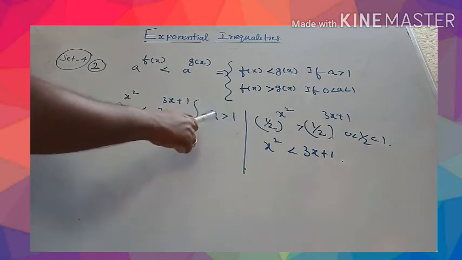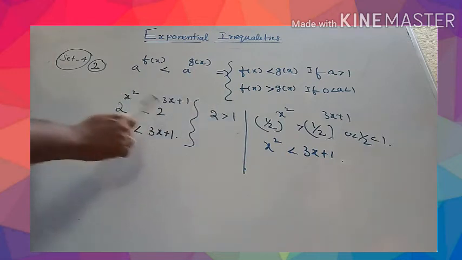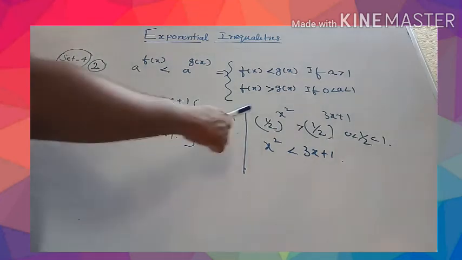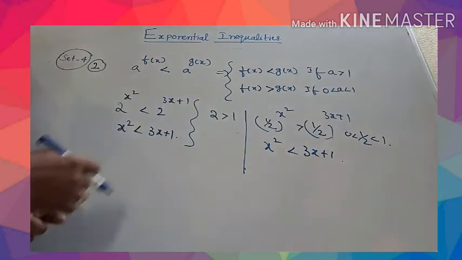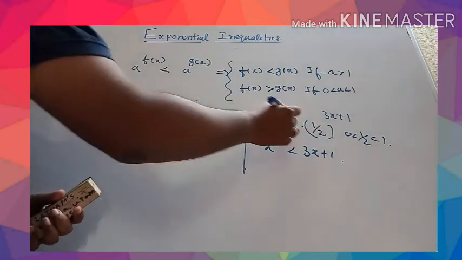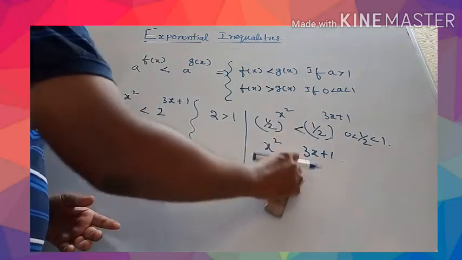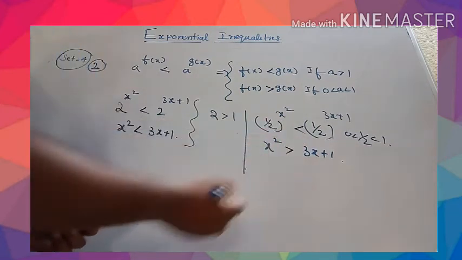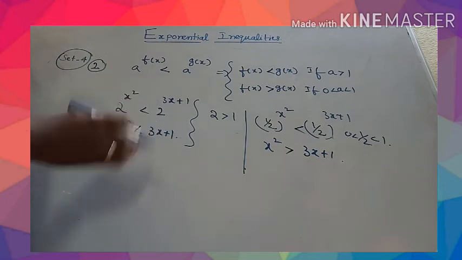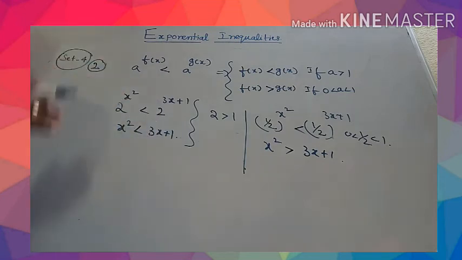When the base is greater than 1, then x square is less than 3x plus 1. And in a similar way, when the base is 1 by 2, 1 by 2 whole power, then x square is greater than 3x plus 1. Right? This is another set of inequality under this set 4 we have.